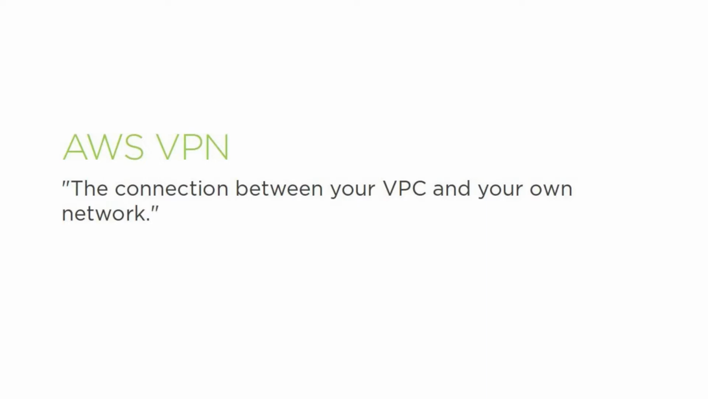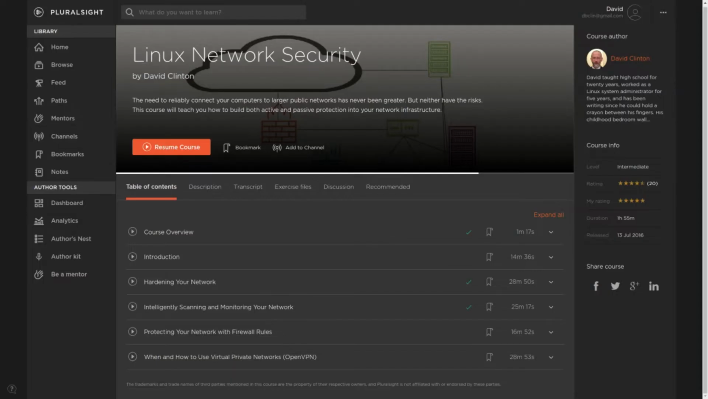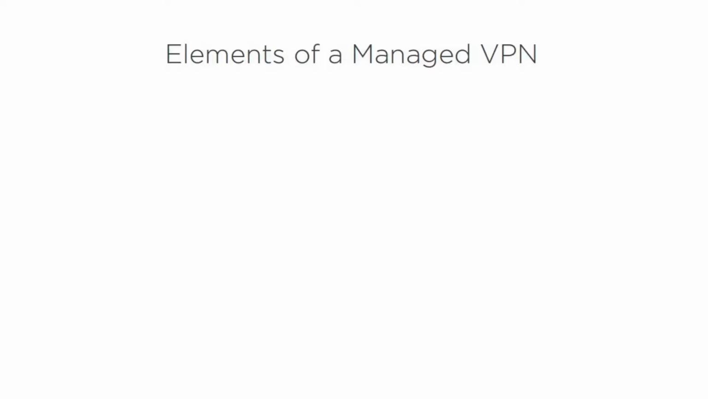AWS VPNs encrypt network traffic using IPsec, which stands for Internet Protocol Security. It might be more accurate to describe IPsec as a collection of protocols that can be configured and deployed through software administration packages. Should you be curious, I spend some time describing the inner workings of IPsec VPNs in the VPN module of my Pluralsight Linux Network Security course. But right now we're interested in the AWS way of doing things.